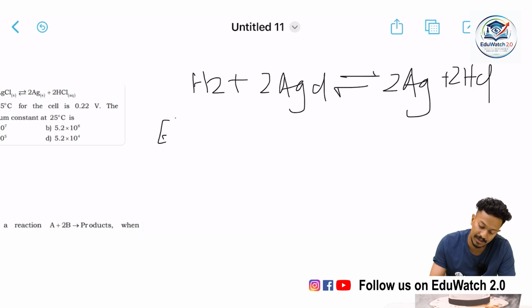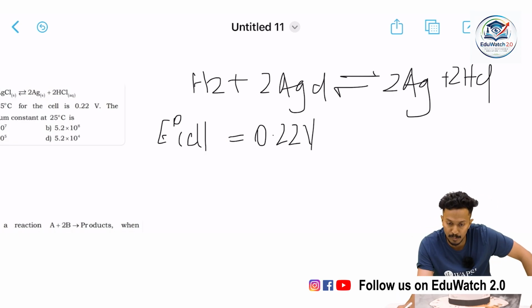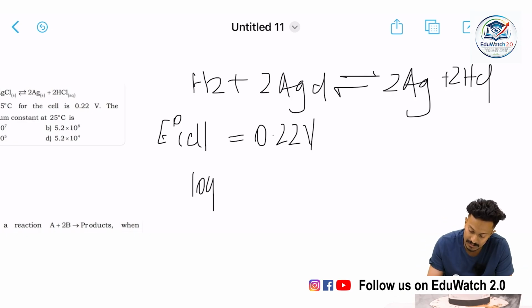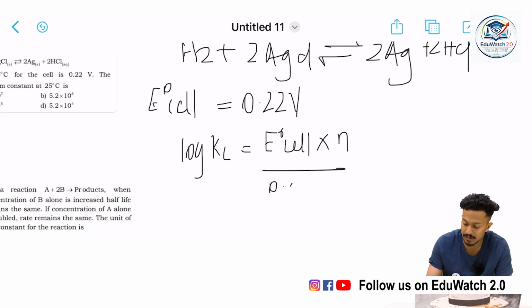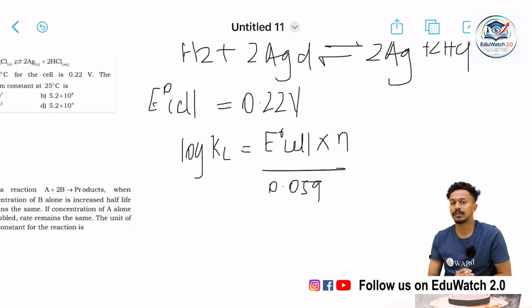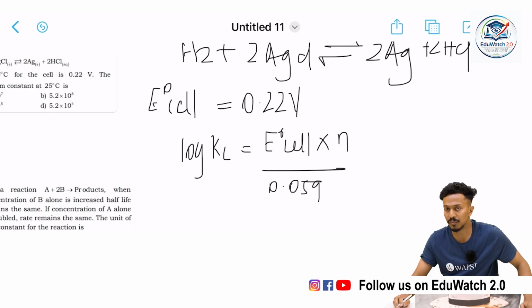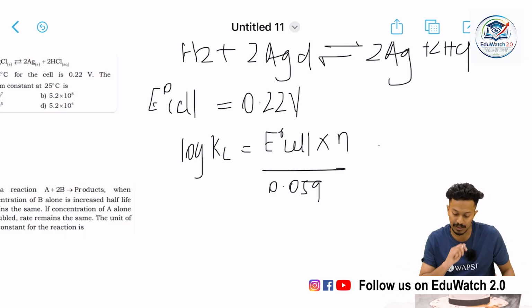E0 cell at 25 degrees Celsius is 0.22 volt. We have the known data. The equilibrium constant log Kc is given by E0 cell into N by 0.059. We have done this earlier, because E0 cell is equal to E0 minus 0.059 by N into log Kc. We have rearranged those terms and we have to find out log Kc.